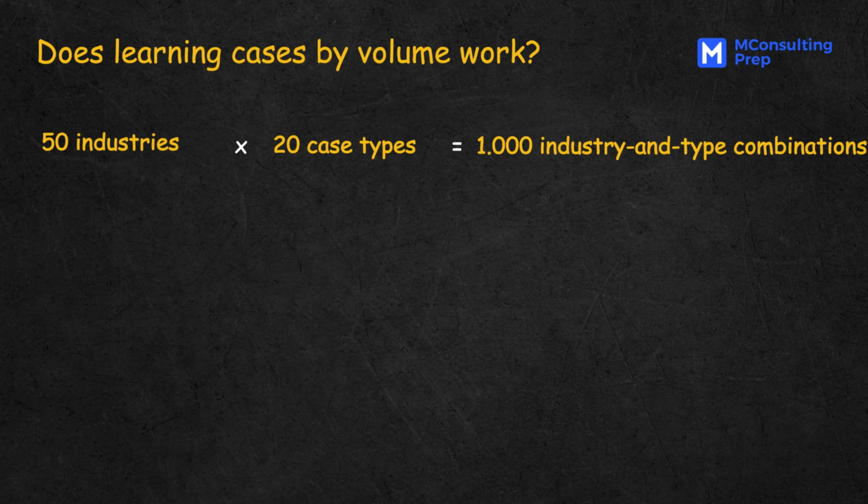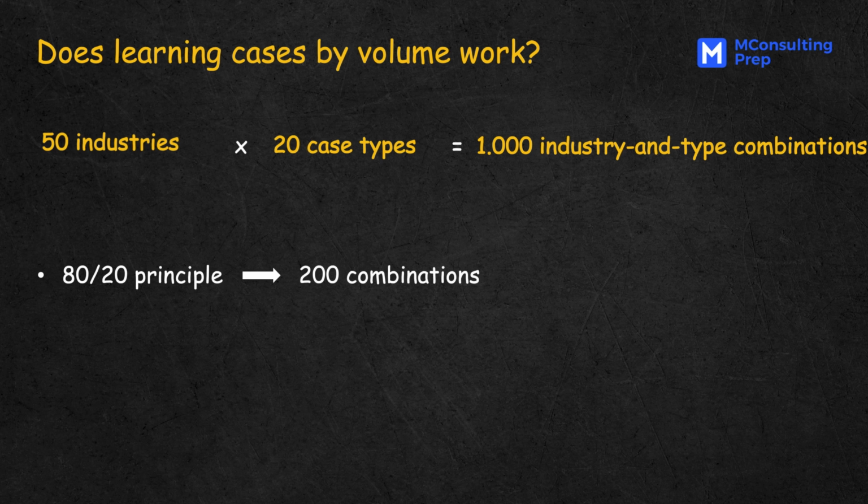Now, you are definitely not going to learn all 1,000 possible combinations, just the ones that are common, no? Even if you use the Pareto principle and reason that only 20% of these combinations will account for 80% of all case interviews, that's still 200 combinations to learn. Even if you only do one case for every combination, that's 200 cases. If you do one case every day, that's still more than half a year.